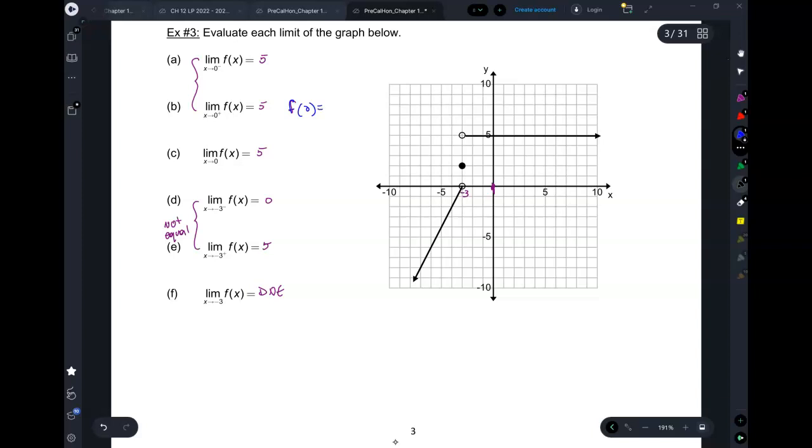Hang on, what's f of 0? 5. Do you see how the limit is 5 and the value is 5? Fine. Here, what's f of negative 3? 2, right? It's a completely different value.